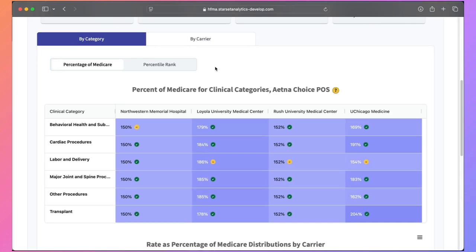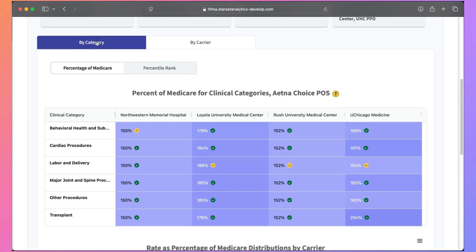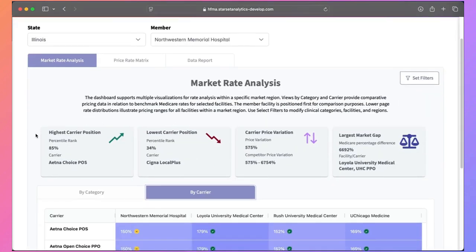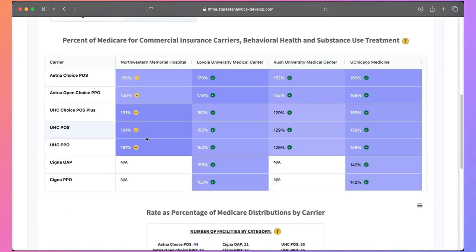You can also view this data two ways: by clinical category, which shows differences across service lines, or by carrier, which shows how one hospital performs across different insurance plans. You will notice an icon next to each of the rates. This is a confidence level indicator that will appear as either a check mark or exclamation point. The confidence indicator means that the rates from the machine-readable file were validated against a commercial claims database for that market. The check mark indicates a high level of confidence in the rate.